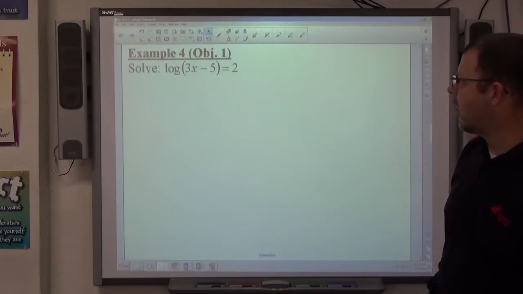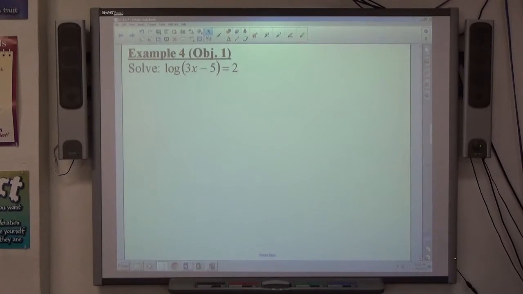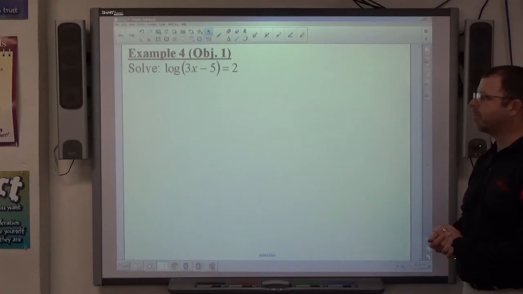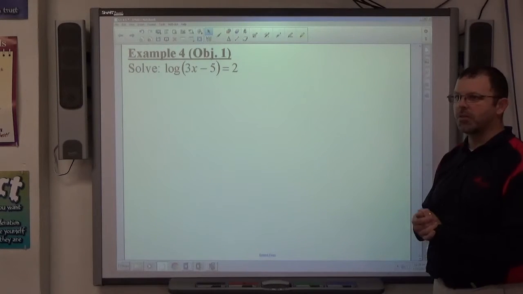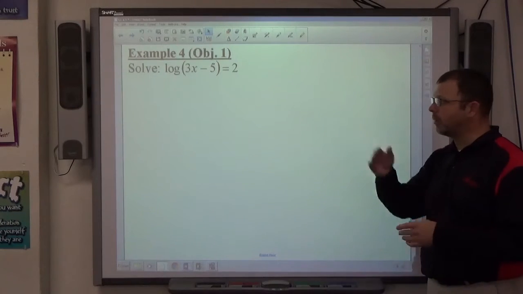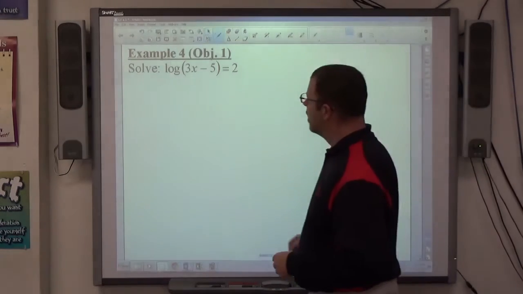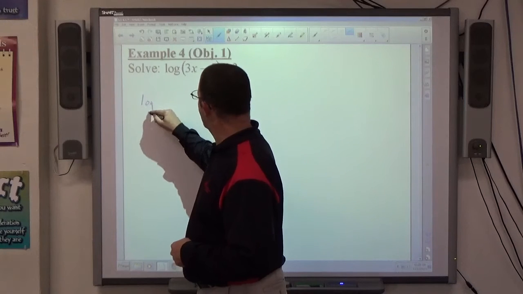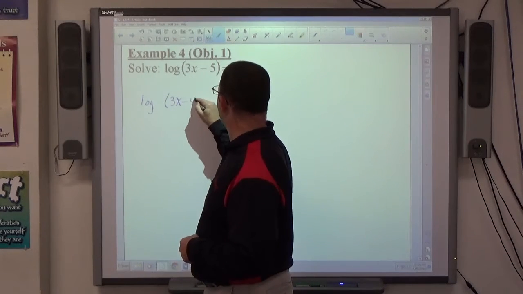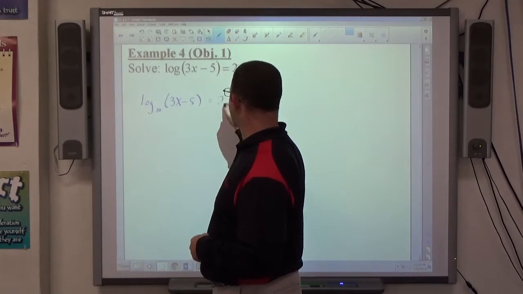Example 4 is a logarithmic equation, and it says to solve log of 3x minus 5 equals 2. If you're doing a logarithmic equation, it's very, very important the base needs to be there. So if it doesn't write a base, understand the base to be base 10. So this is log of 3x minus 5 base 10 is equal to 2.